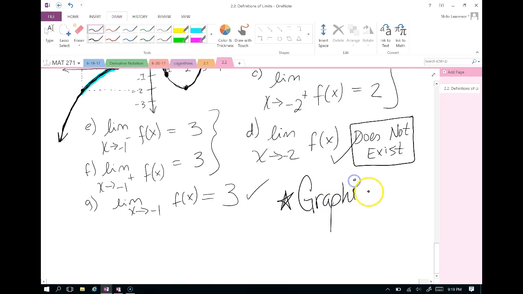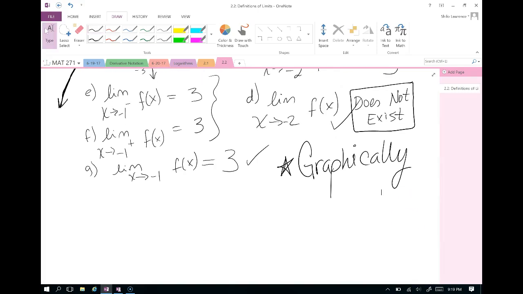Now, even if you're only given the equation, even if you're only given the function, you can type the function into your graphing calculator and take a look at the graph and do the limit graphically. So graphically is always an option, whether you are provided the graph or not. You can always type the function into your calculator and do it graphically. Another option is to do these limits numerically.